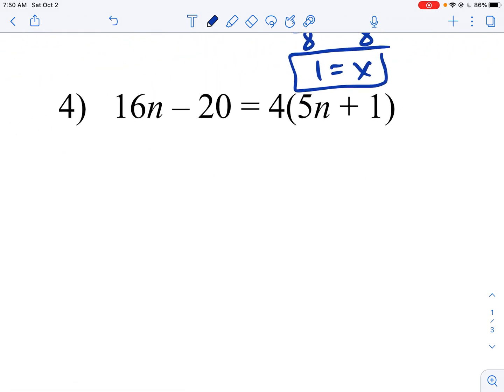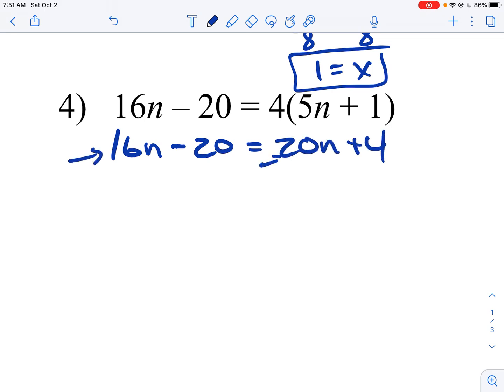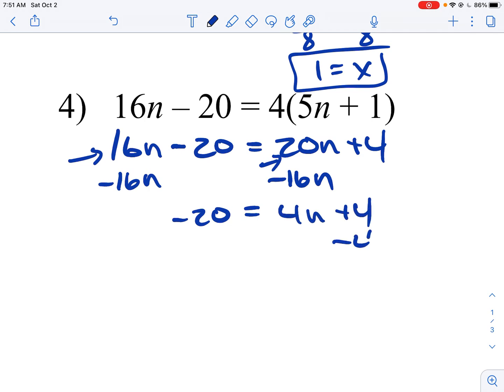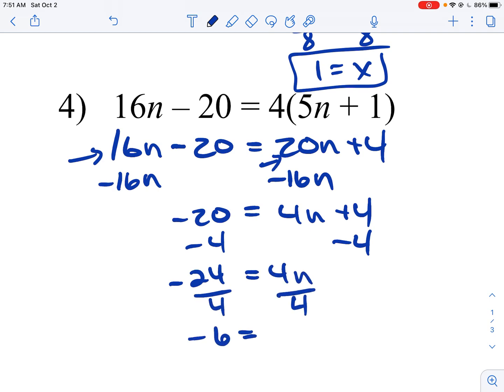Okay, hopefully you're trying these equations before I do them. So 16n minus 20 equals 20n plus 4. I look at my coefficients. They are different, so that means there is going to be one solution. So I subtract 16n from both sides. I get negative 20 equals 4n plus 4. I subtract 4 from both sides and get negative 24 equals 4n. I divide by 4 and I get negative 6 equals n. And that is my answer.